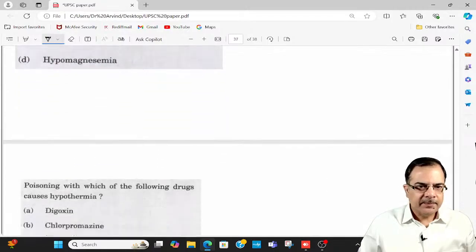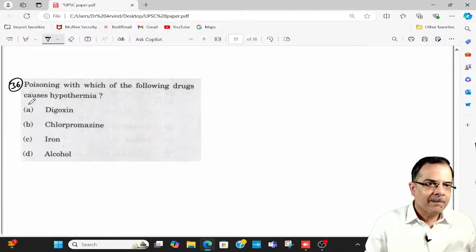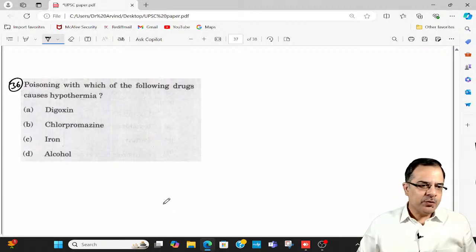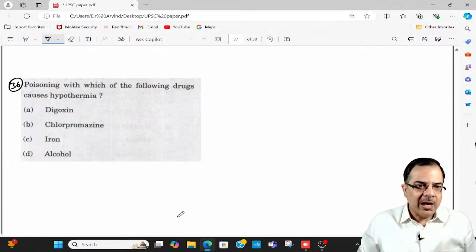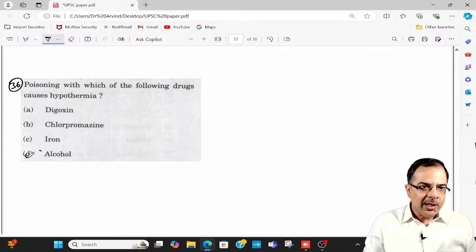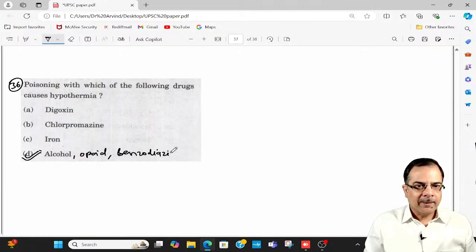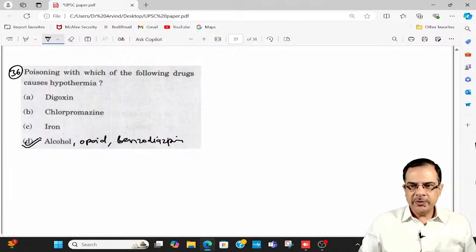Question 36. Poisoning with which of the following drugs causes hypothermia? So the reason for the hypothermia out of all the agents is vasodilatation causing heat dissipation. So the patient will develop hypothermia. So this is alcohol, and other agents are opioid overdose and benzodiazepines that can cause hypothermia. So answer is D option.